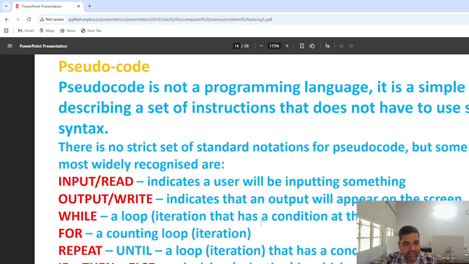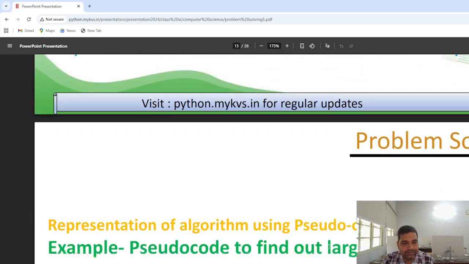While is a loop iteration that has a condition at the beginning. For we use as a counting loop. Repeat until is a loop. If then else is a decision selection in which a choice is made. Any instructions that occur inside a selection or iteration are usually indented.